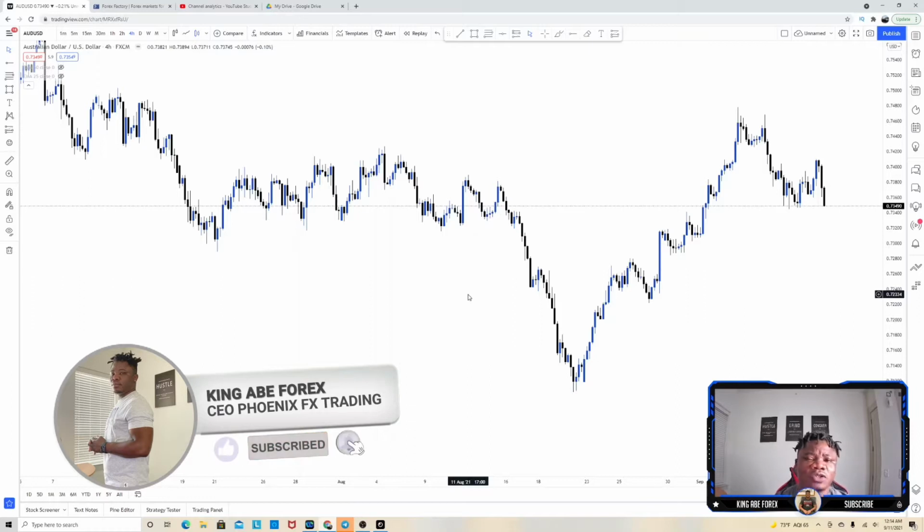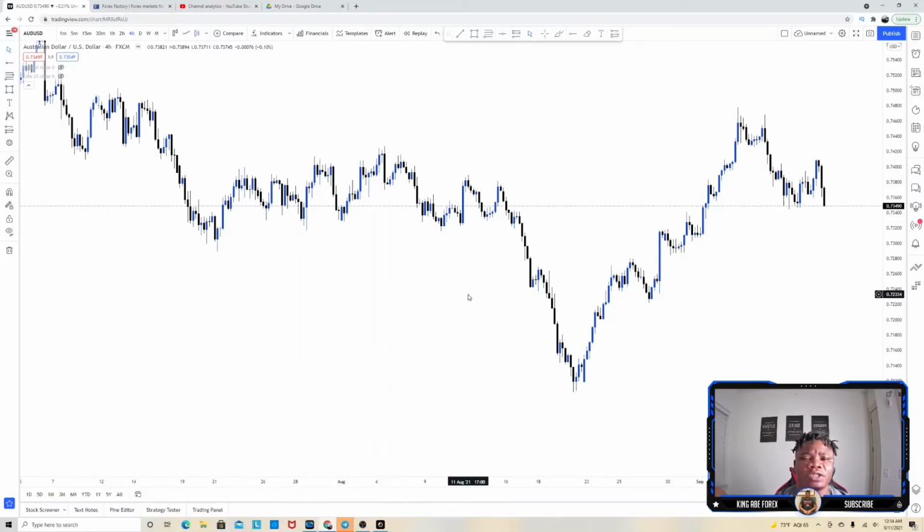And I usually tell people, when you're trying to draw and identify your support and resistance, always start from the higher time frame. That's why you see that I'm on the 4-hour time frame right now. I'm always marking up my charts on the 4-hour time frame because I actually trade on the 1-hour time frame.